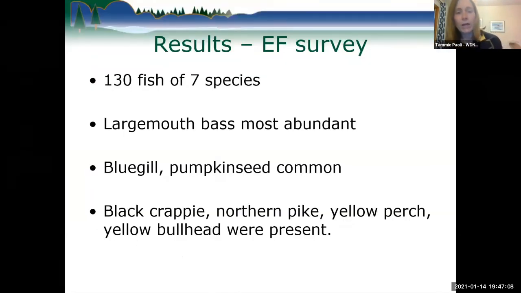So what did we find? We had 130 fish of 7 species. Largemouth bass were most abundant. We also commonly saw bluegill and pumpkinseed. And then present, but in smaller numbers, were black crappie, northern pike, yellow perch, and yellow bullhead.